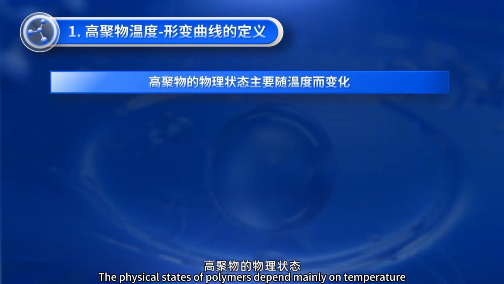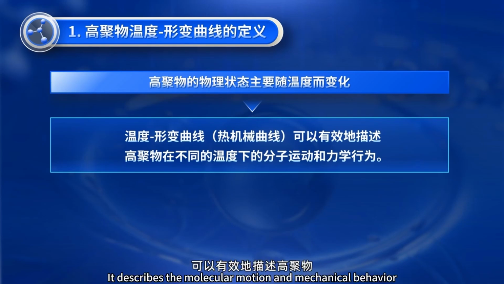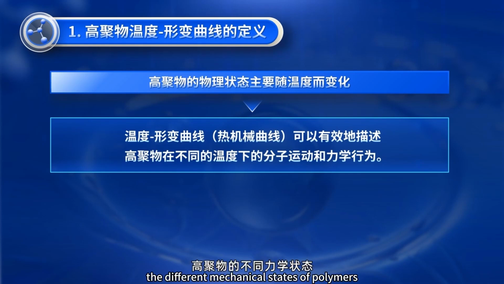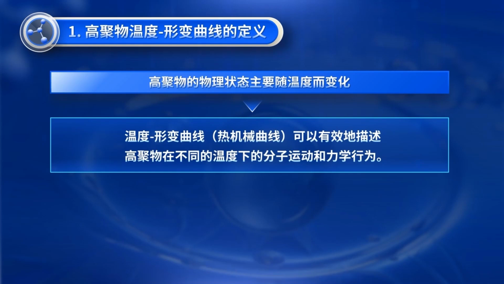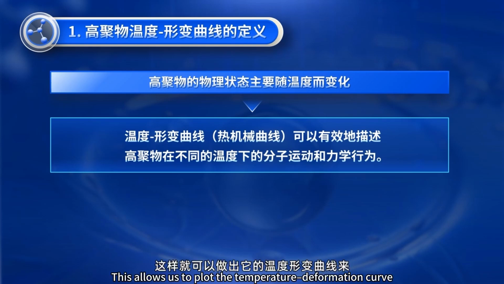The physical states of polymers depend mainly on temperature. The temperature deformation curve is also called the thermomechanical curve. It describes the molecular motion and mechanical behavior of polymers at different temperatures. The different mechanical states of polymers, we examine them over different temperature ranges. This allows us to plot the temperature deformation curve.